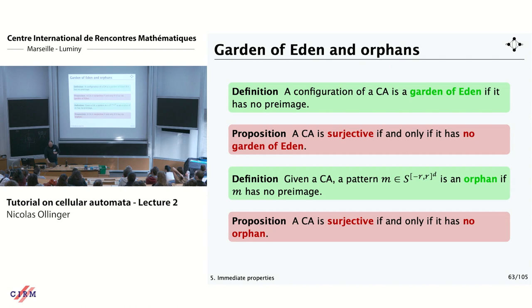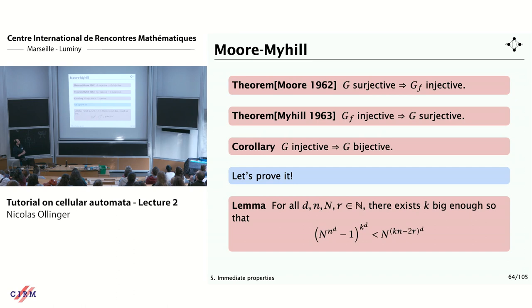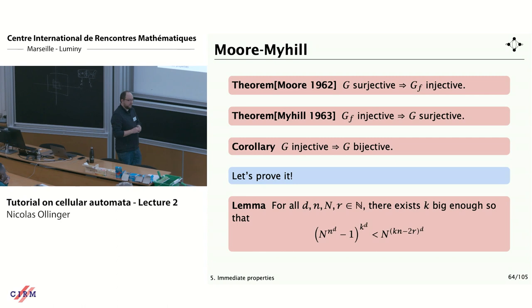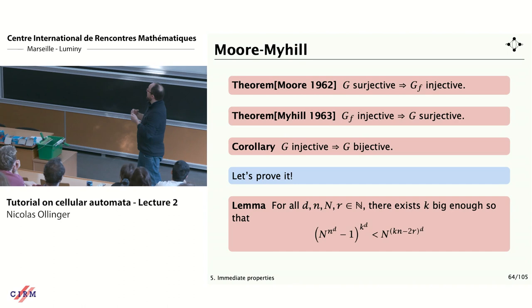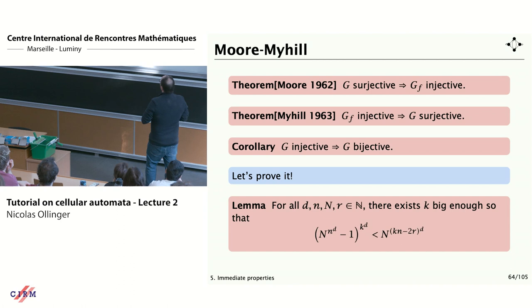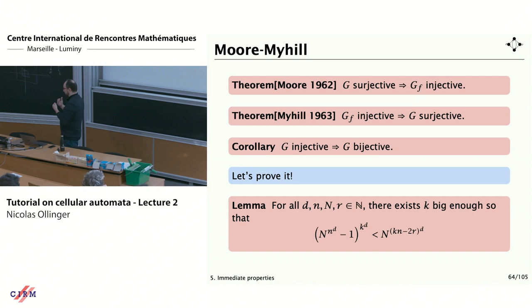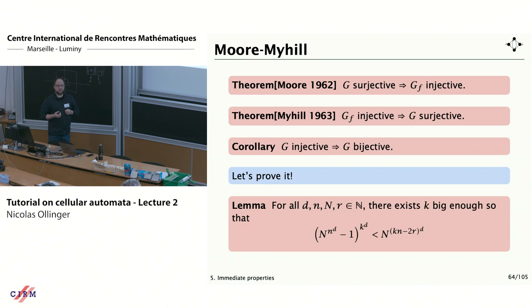And here comes the famous Moore-Myhill set of theorems. The first one says that when a cellular automaton is surjective, then it's injective when you restrict yourself to finite configurations. And the Myhill theorem says the converse. So in particular, if a cellular automaton is injective, then it's still injective when restricted to finite configurations. Thus, by the Myhill theorem, it is also surjective. So in cellular automata, injectivity implies bijectivity, which turns out to be the same as reversibility. So injective cellular automata are reversible cellular automata. We will prove the Moore-Myhill theorem because it's a nice thing to prove.